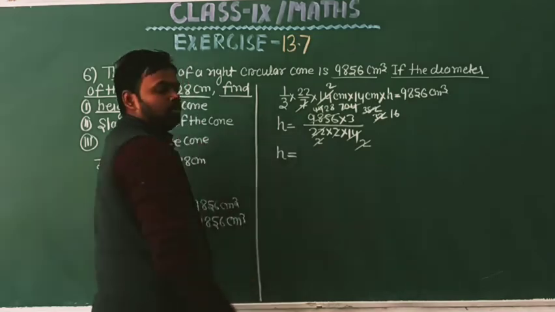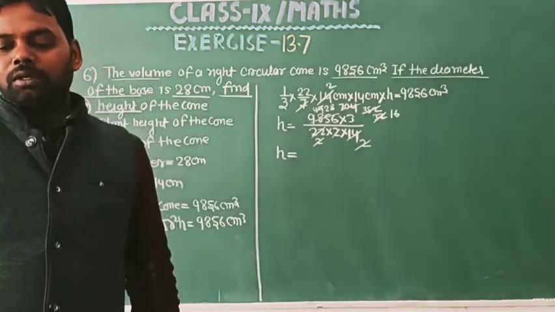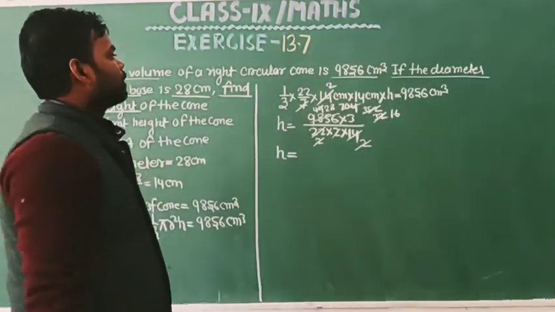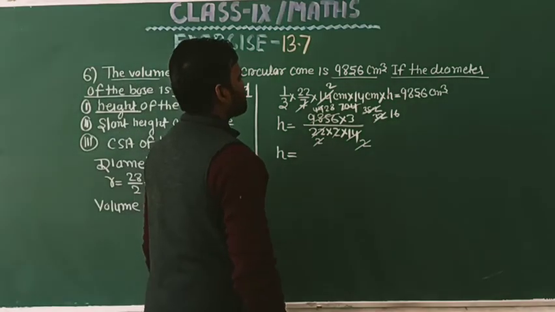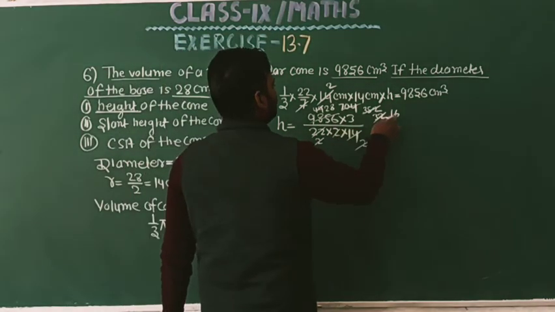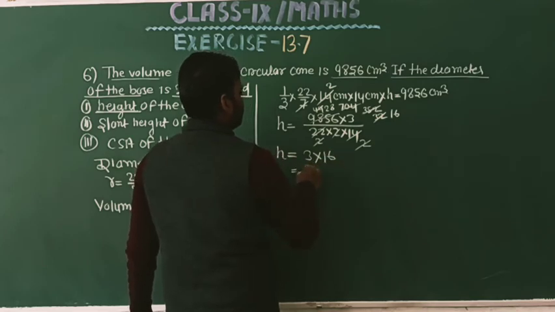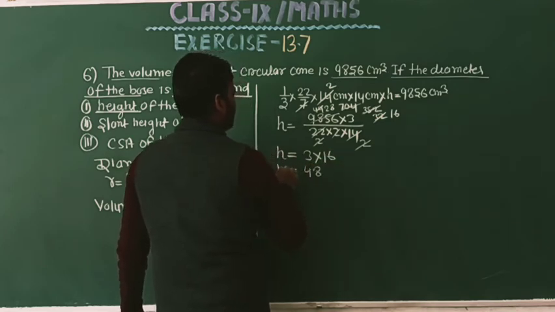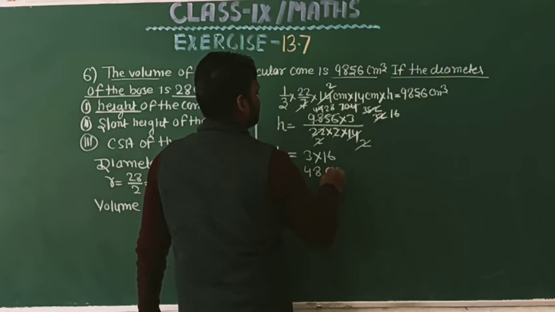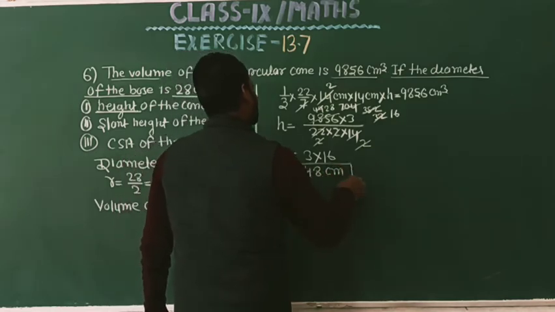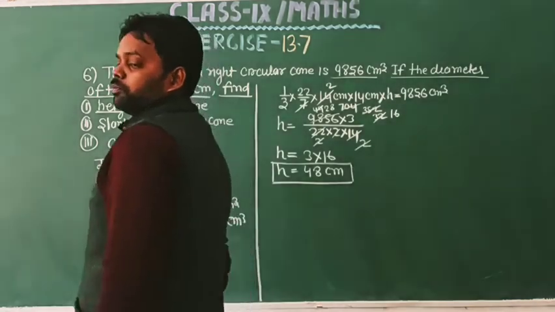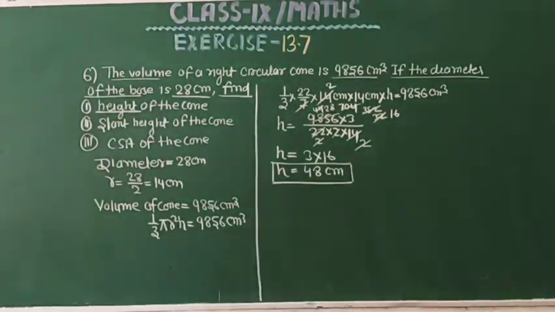So h, the height of the cone. Now 3 multiplied by 16 is 48. h equals 48 centimeter. The required height of the cone is 48 centimeter.